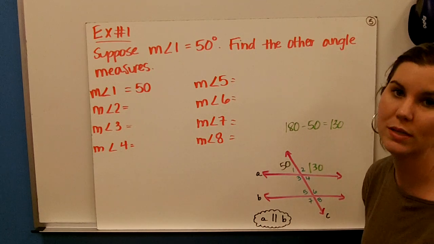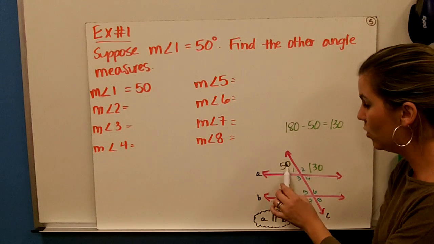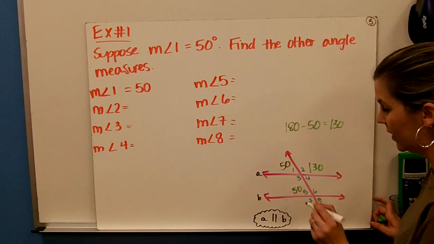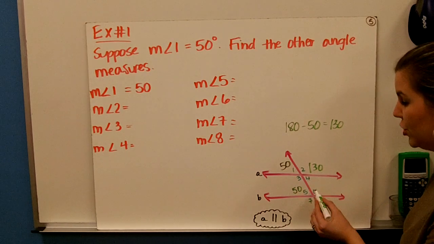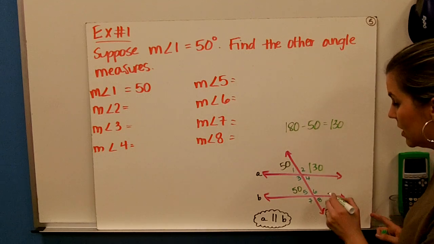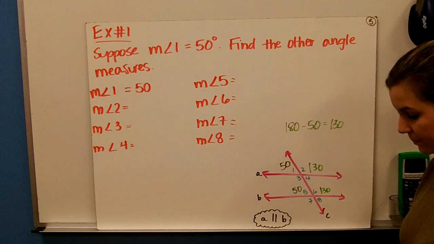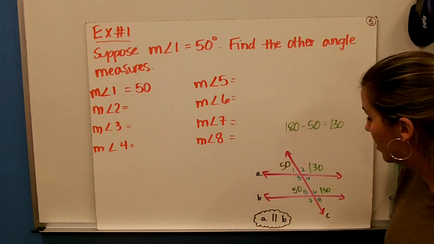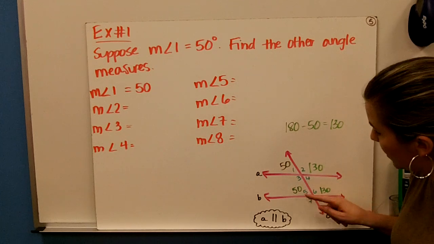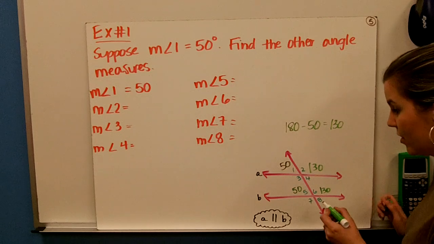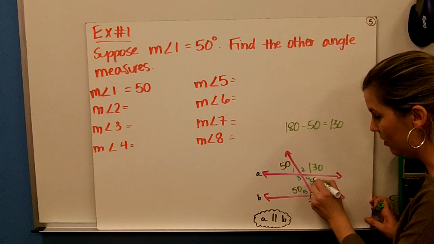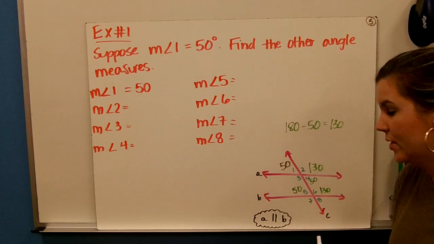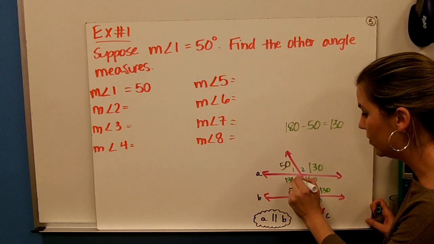Now let's match up the ones that I know. Angle 1 and angle 5 are corresponding angles. Corresponding angles are congruent. Angle 2 and angle 6 are corresponding angles, and corresponding angles are congruent. Angles 4 and 5 are alternate interior angles, and alternate interior angles are congruent. Angles 3 and 6 are alternate interior angles, and those are also congruent.